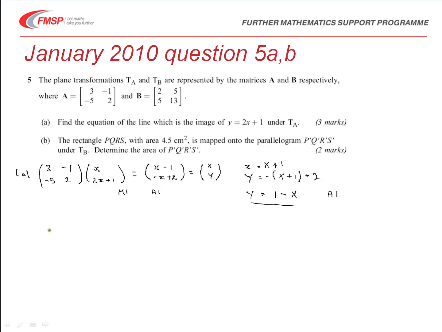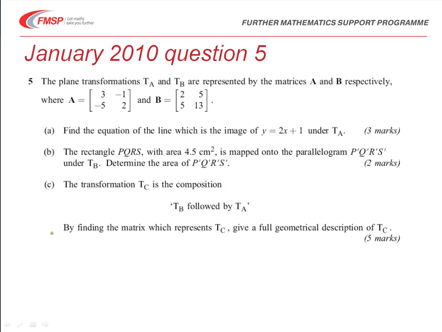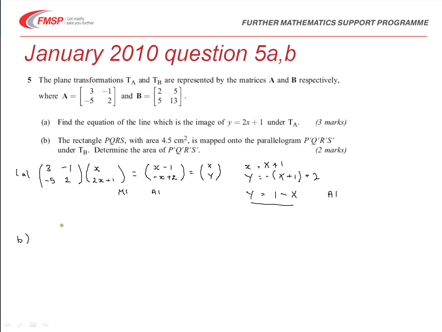Okay, then part B. Well, in part B, what are we told? We're told that the rectangle PQRS has an area of 4.5, and it's transformed into this new parallelogram P'Q'R'S' under the transformation of TB, and we have to find the area of this image. Well, we know that to determine the area scale factor, we need to know the determinant of B. So that's the first thing we need to work out.